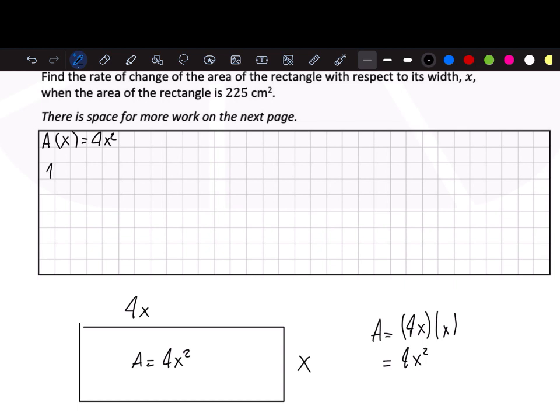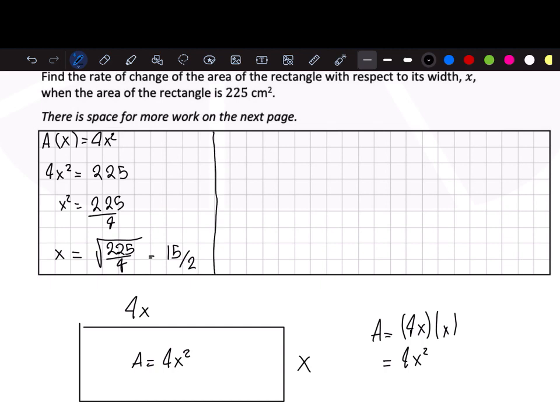So you have 4x squared is equal to 225. How do I find x by itself? Well, I divide by 4, so I get x squared, which is equal to 225 divided by 4, and then I take the square root. So x is equal to the square root of 225 over 4, which simplifies down to 15 over 2, or 7.5. It doesn't make a difference if you use fractions or not.